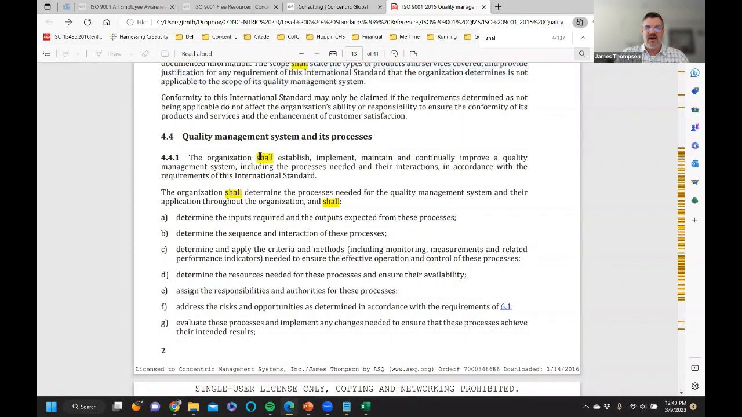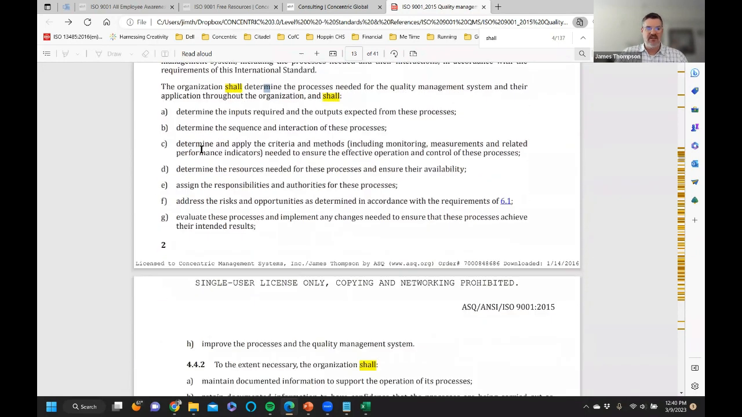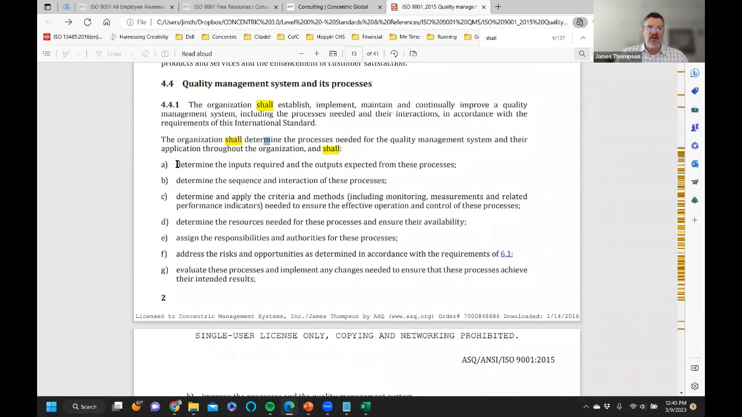So you shall establish, implement, maintain, and continually improve a QMS, including the processes that are needed and their interaction in accordance with the requirements of this standard. The organization shall determine the processes needed for the QMS and their application, and this is where you get 1, 2, 3, 4, 5, 6, 7, 8 additional requirements bundled in here. So how do you determine the inputs and outputs of each of these processes? How do you determine the sequence and interaction, criteria and methods?